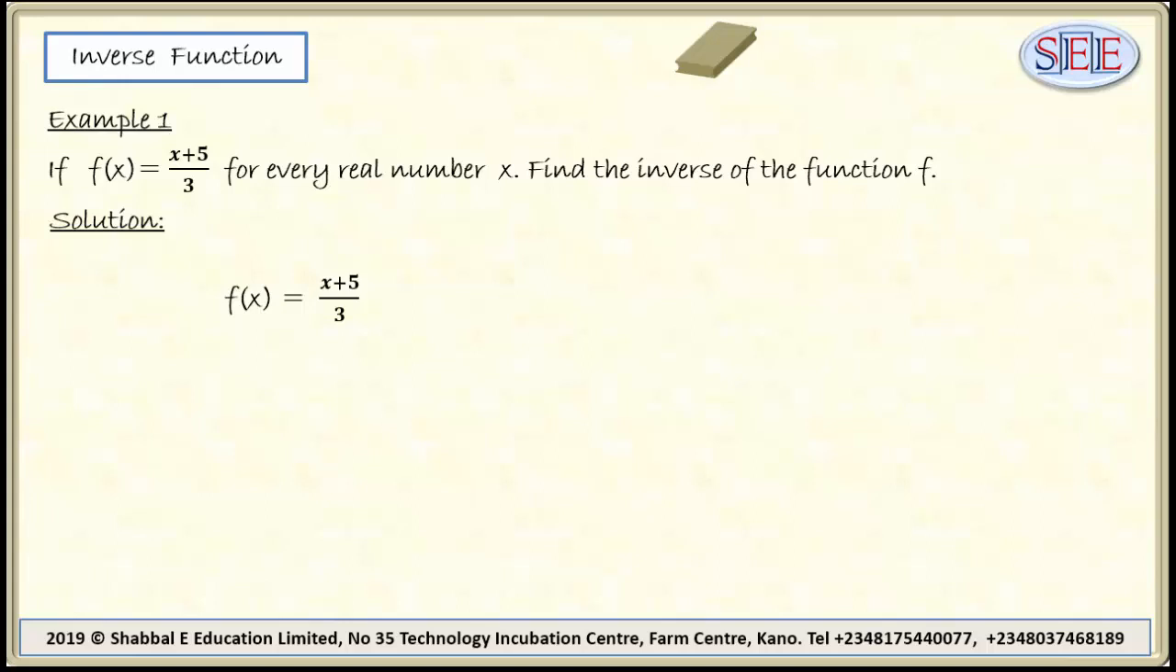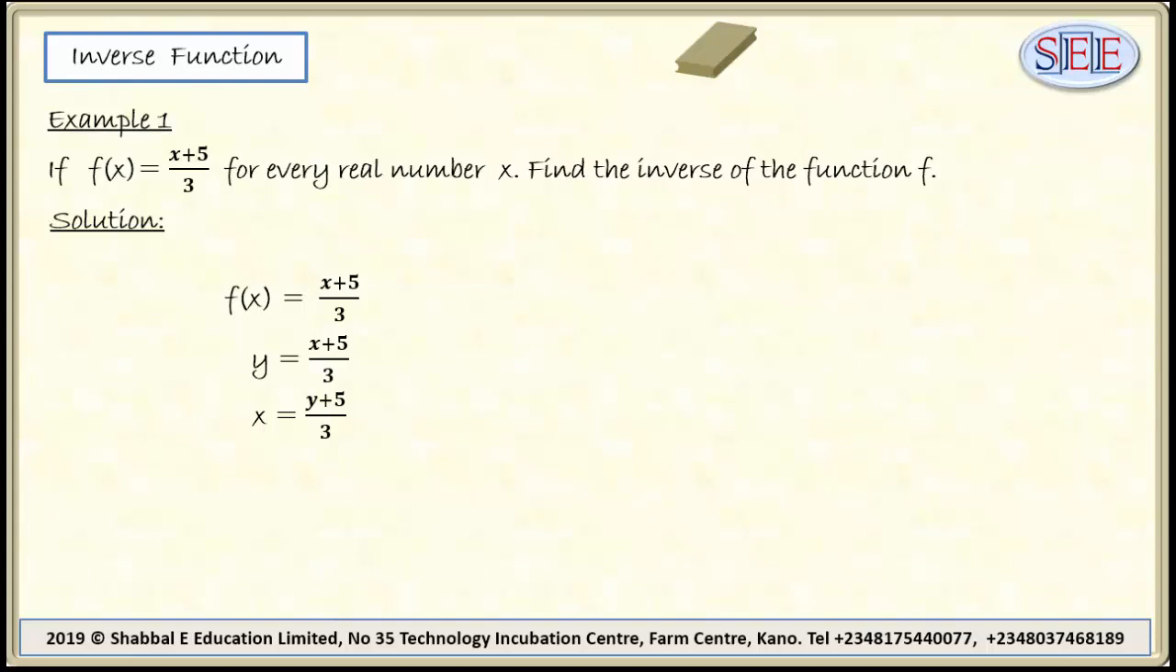Then next is to take step 1. Step 1 says we have to replace the f of x by y. So we now have y equals x plus 5 all over 3. I have replaced the f of x with y. Next is to interchange the x and y variables. So where I have x, I put y, and where I have y, I put x. So this gives x equals y plus 5 all over 3. I have replaced y with x and x with y.